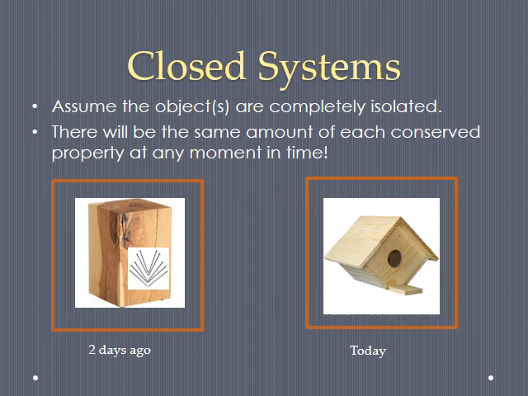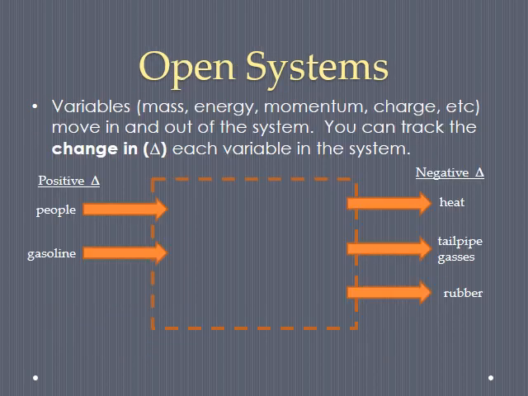When we draw a system with a solid line around it, we call this a closed system, and we're assuming that the object inside is completely isolated from everything else around it. So if we have a closed system that contains, say, a birdhouse, we know that earlier in time, say 2 days ago, all the materials that were used to create that birdhouse must also have been in the system. So the mass of the birdhouse today would have to be the same as the amount of mass that the materials were made up of 2 days ago.